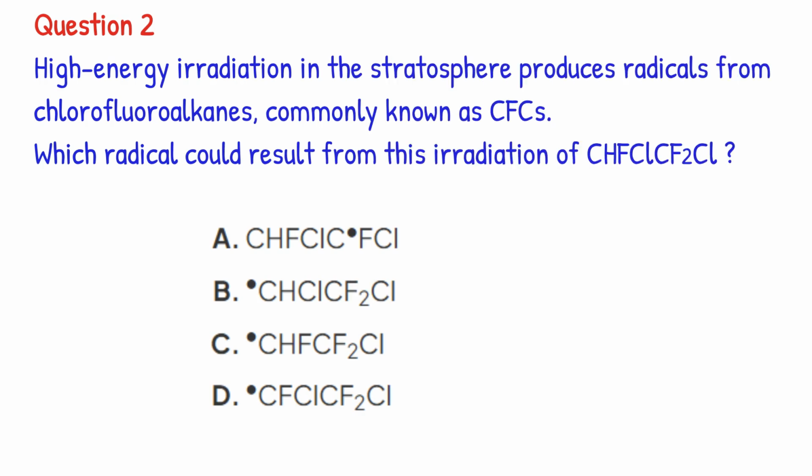Question 2. High-energy irradiation in the stratosphere produces radicals from chlorofluoroalkanes, commonly known as CFCs. Which radical could result from irradiation of this chlorofluoroalkane? The correct answer is C.